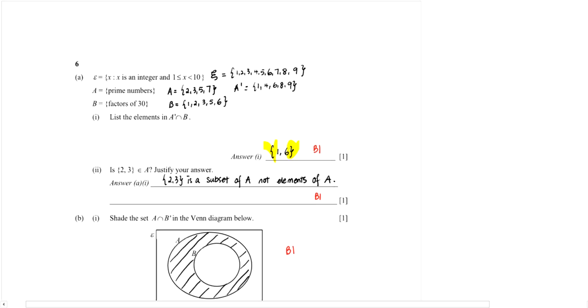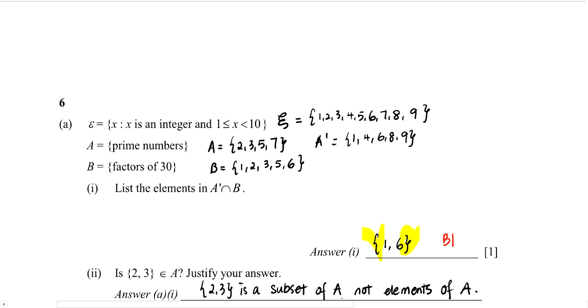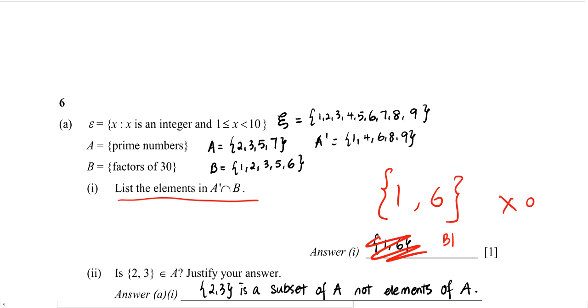Next. Sets. Now, for part 1, list the elements. When I was a student, I would have written this as my answer: 1, 6. Correct? These are elements, right? Then I'll get it wrong, because you are expected to put the curly brackets also, okay? So make sure you have that in your answer. You may know what the elements are, but if your presentation is wrong, you can't get the mark. So make sure you have the brackets.